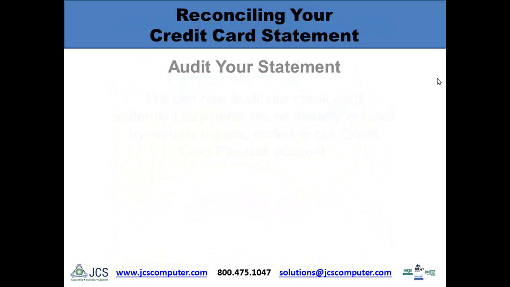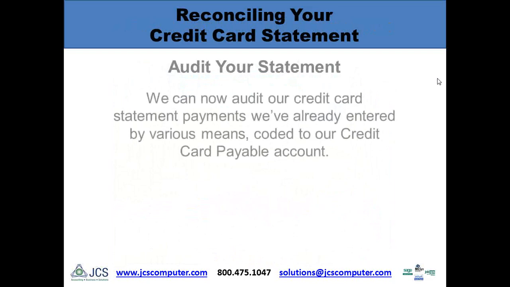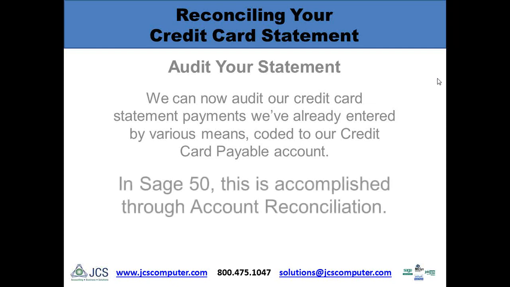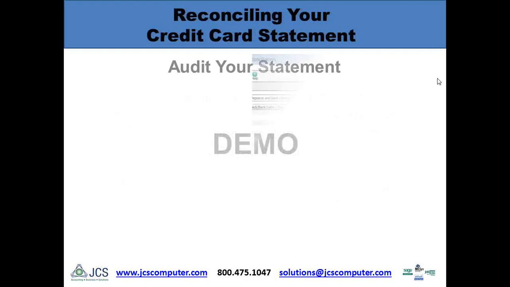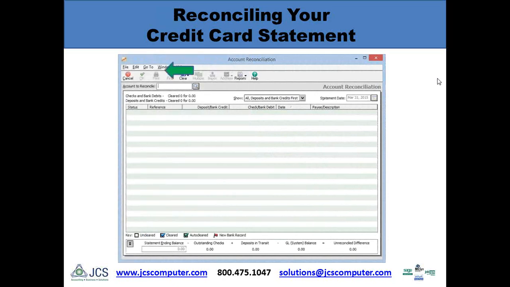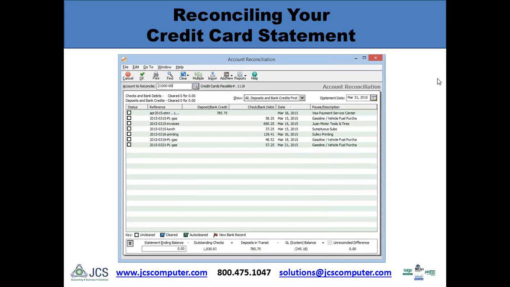We can then go ahead and audit our statement against the bill that we got, and we do this in Sage 50 through the normal accounts reconciliation screen. Here's what that screen looks like. We enter our credit card tracking account again up here in the upper left hand corner, because that's what we're going to reconcile, and all of our items that we've entered in through other windows that are associated with that tracking number will appear ready for reconciliation.